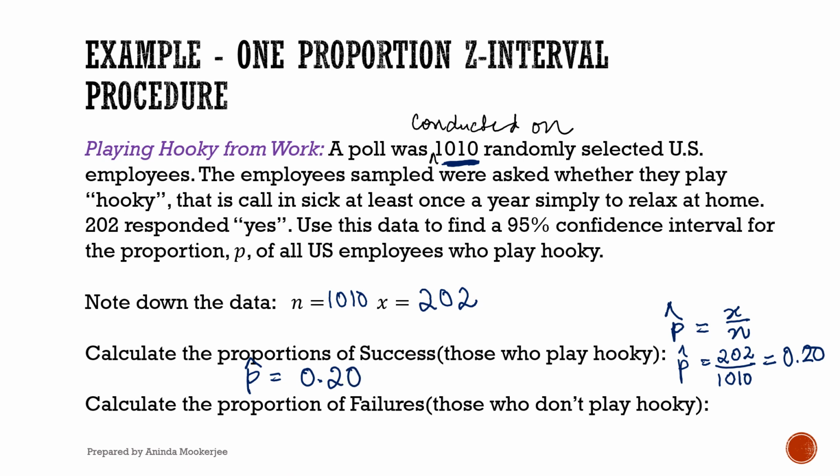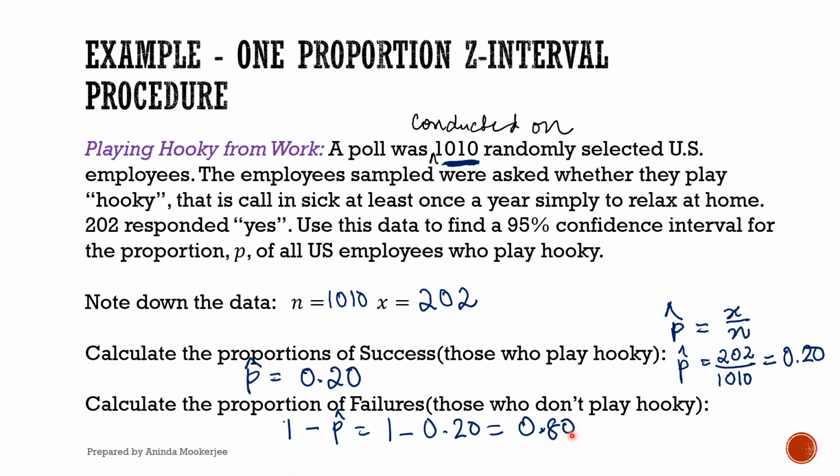Next, it says calculate the proportion of failures, that is those who don't play hooky. Once you have calculated your p hat value, which is 0.20, all you must do is subtract it from 1 to get the failures. So it would be 1 minus p hat, which is 1 minus 0.20, which is 0.80.